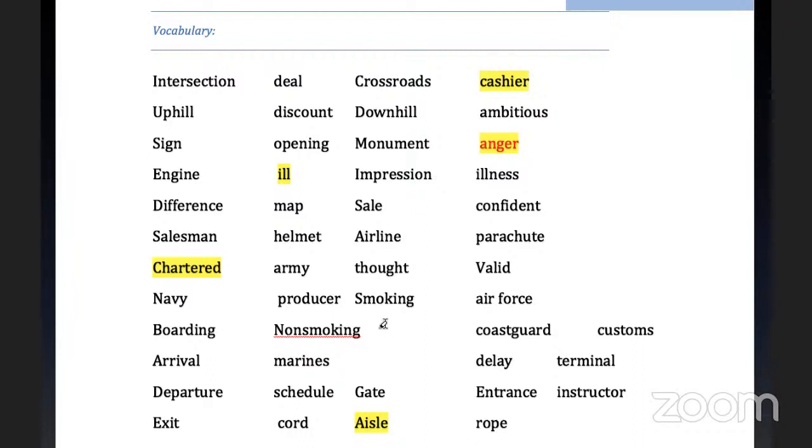Awful. You feel awful. ¿Dónde está? Below the intersection. The first, yeah. Uphill, okay. Uphill, cuesta arriba. Okay. Ascendente.